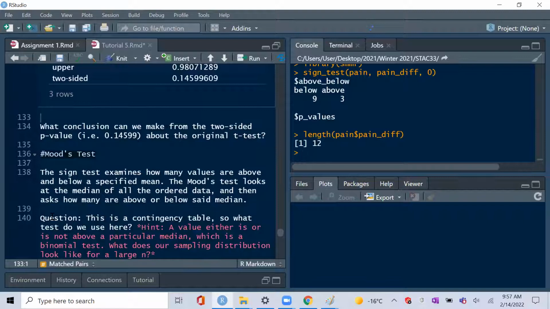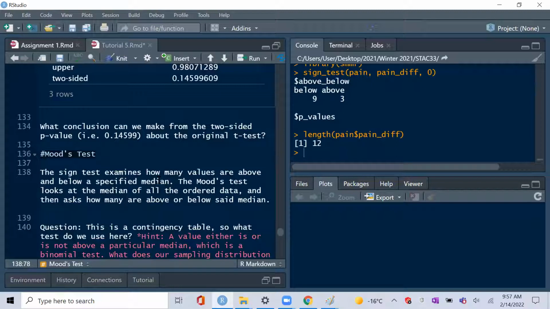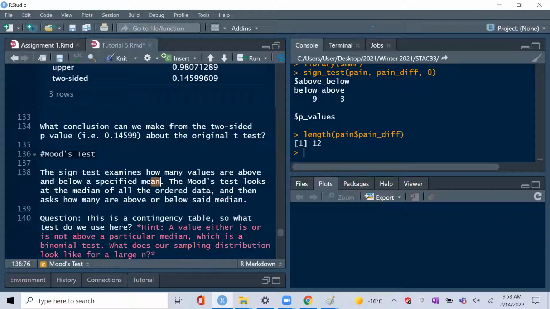The sign test is essentially looking at how many values are above and below a specified median, I should say, not mean. The mood test is similar to the sign test, except the sign test looks at the mean, whereas the mood test looks at the median, basically.